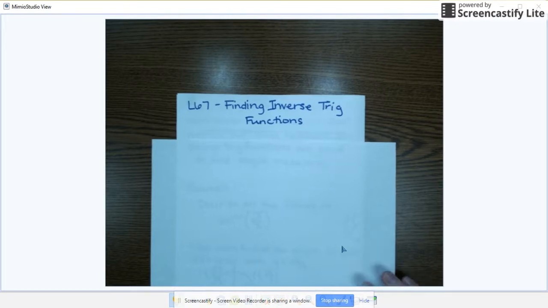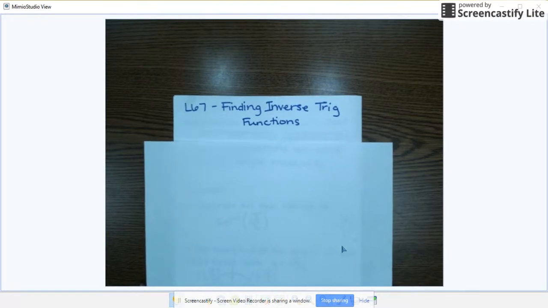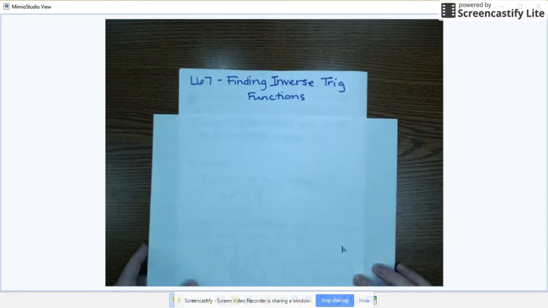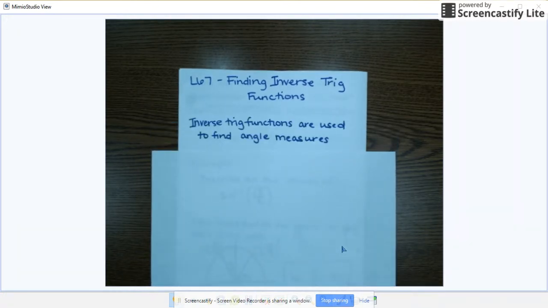Hi guys, we're going to talk about inverse trig functions right now. So lesson 67. We use inverse trig functions to find angle measures.